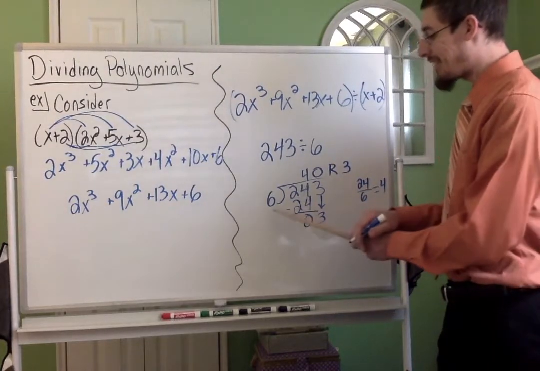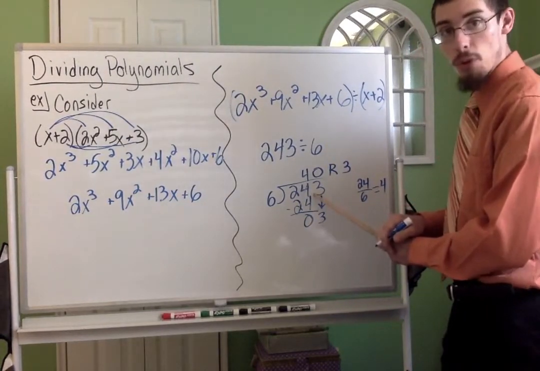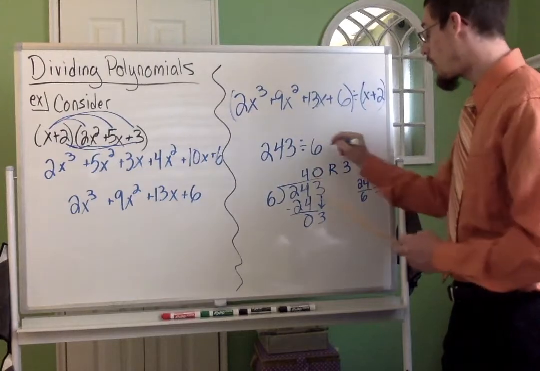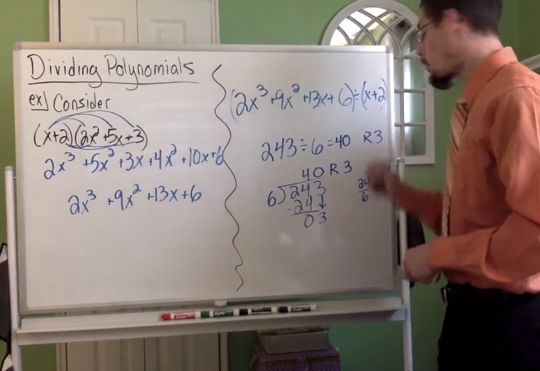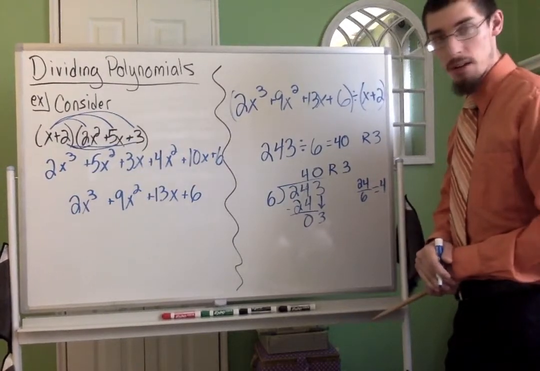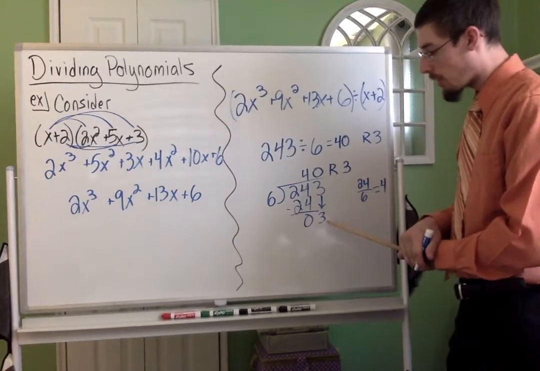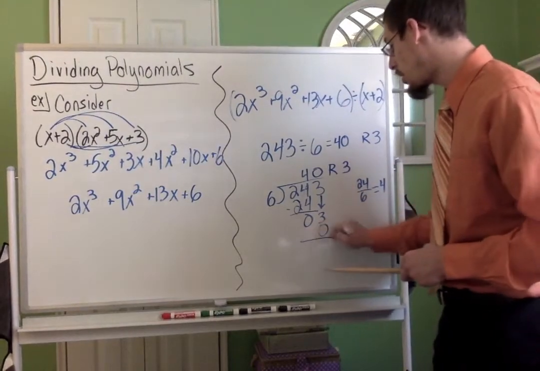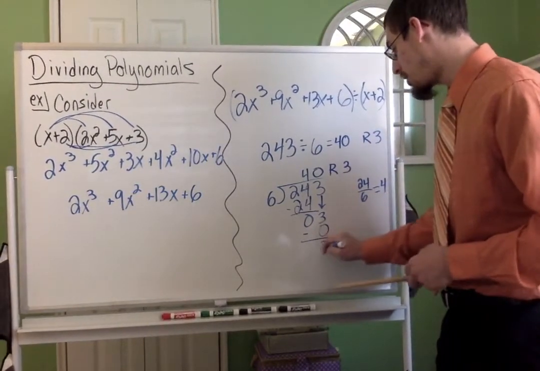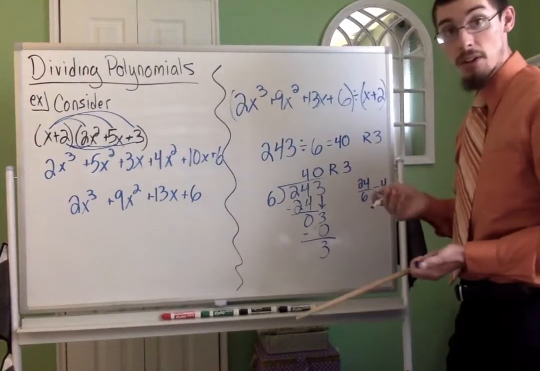That a 6 goes into a 243 40 times with a remainder of 3, right? I had 3 left over, right? Think about it. 0 times 6 would be 0. 3 minus 0 is 3, and then that's your remainder, right?